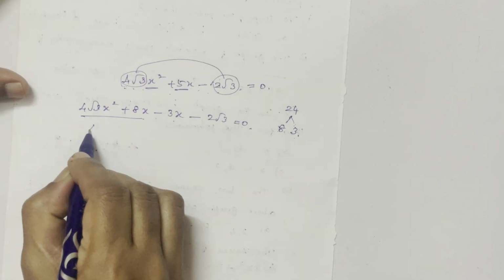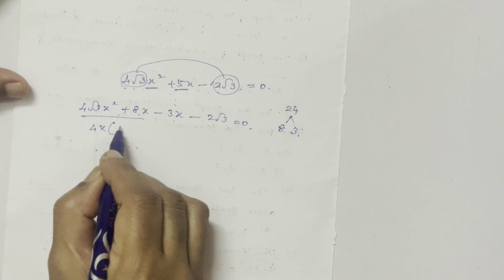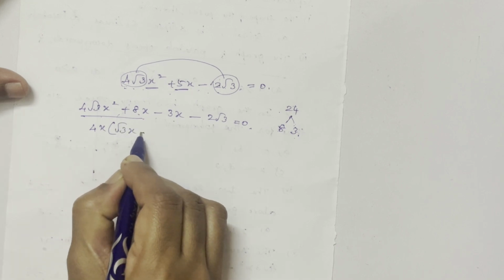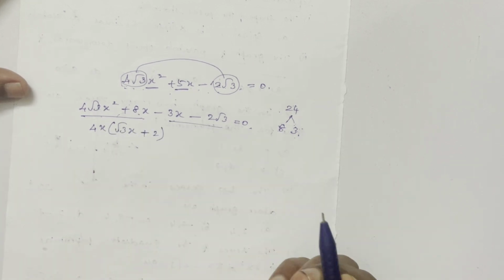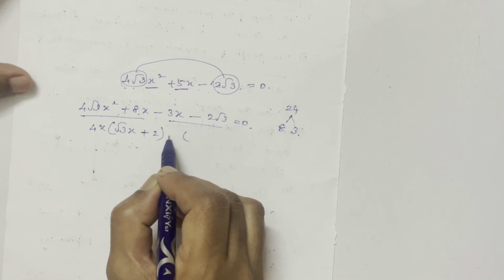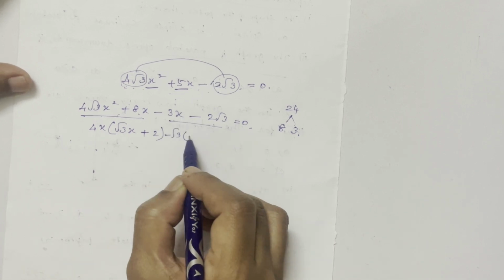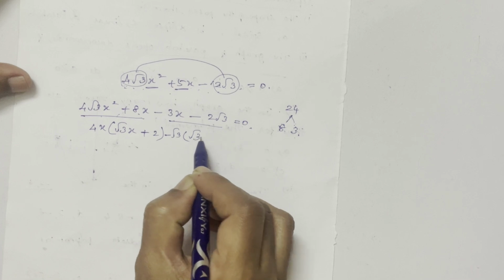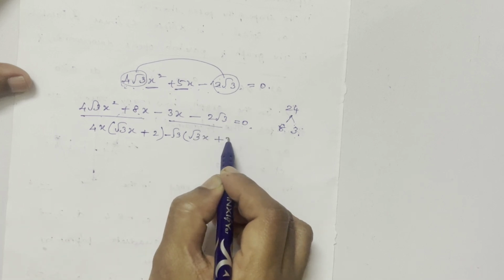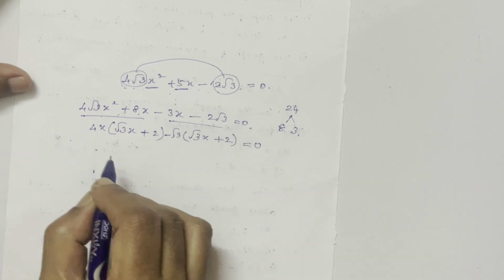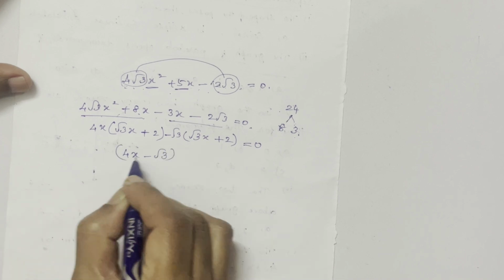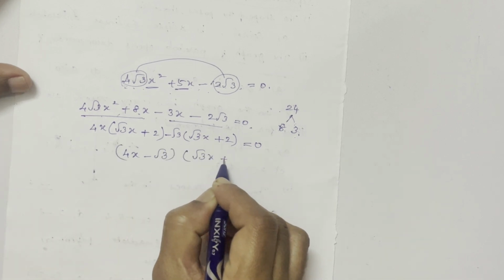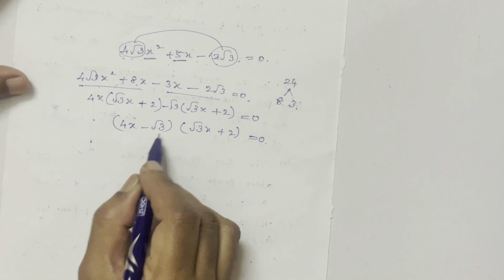Let us take 4x common for these two terms. Root 3x plus 2. So, from these two terms, minus root 3 we can take outside. So, in this term, the remaining term is root 3x. In this term, 2 equal to 0. So, (4x minus root 3) into (root 3x plus 2). We can take the roots from here.